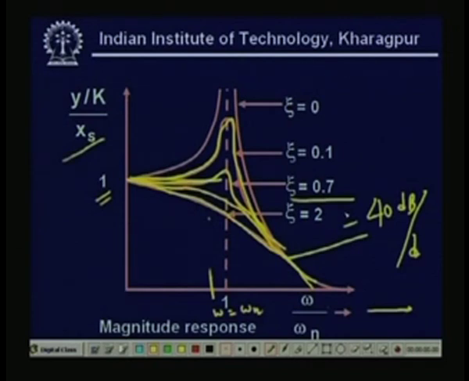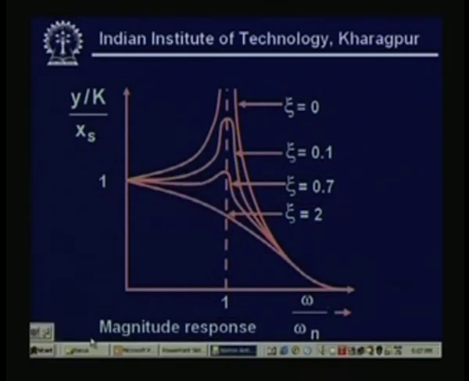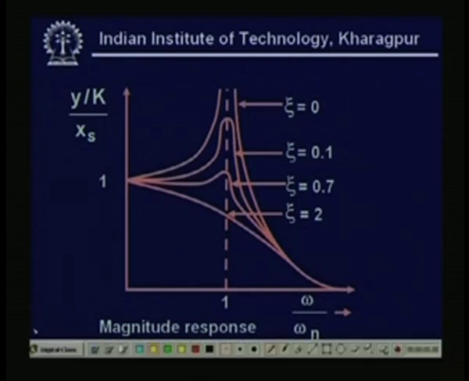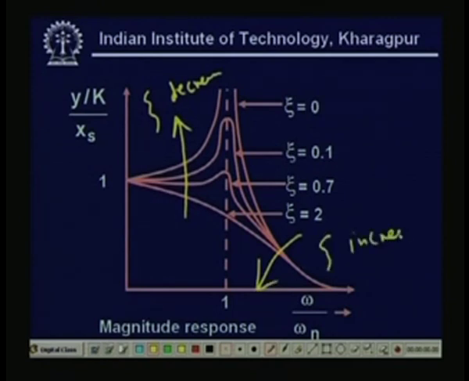So, as you can see this way, here it will look like this. As xi decreases, my response changes, and in this case xi increases. So, I will get a response like this one. I am more interested at omega equal to omega n.